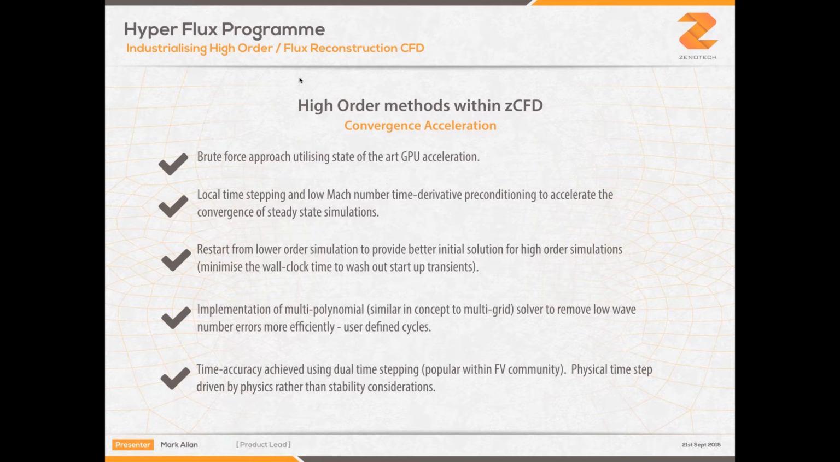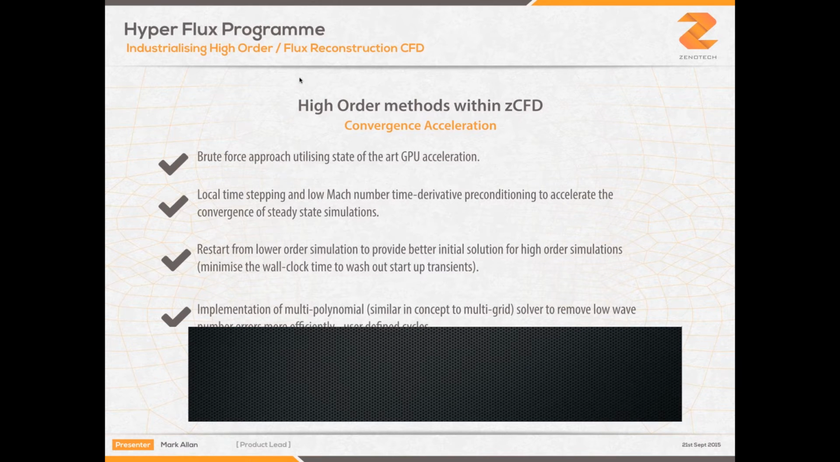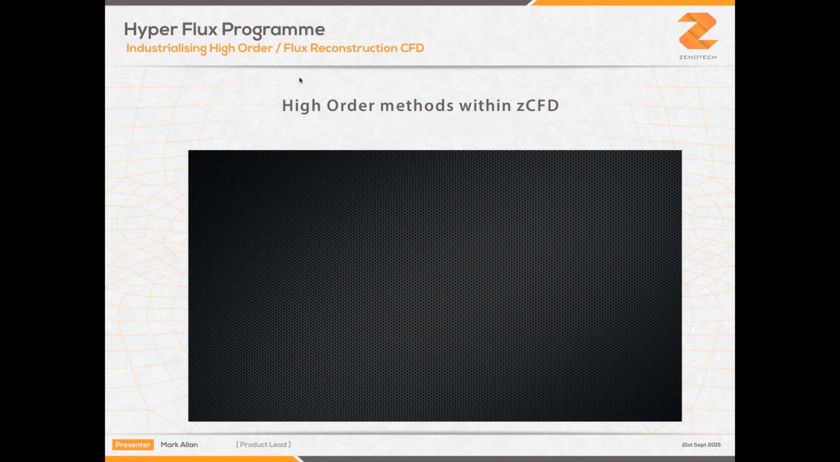From a usability point of view, we are able to restart a higher order simulation from results from a lower order simulation, and this essentially allows us to minimize the wall clock time required to wash out transients. More recently, we've implemented a polynomial multigrid approach, which is similar in concept to geometric multigrid, in that we are trying to remove low wave number errors much more efficiently. Finally, with an efficient steady state solver, we aim to run something like dual time stepping, which is popular within the finite volume community.